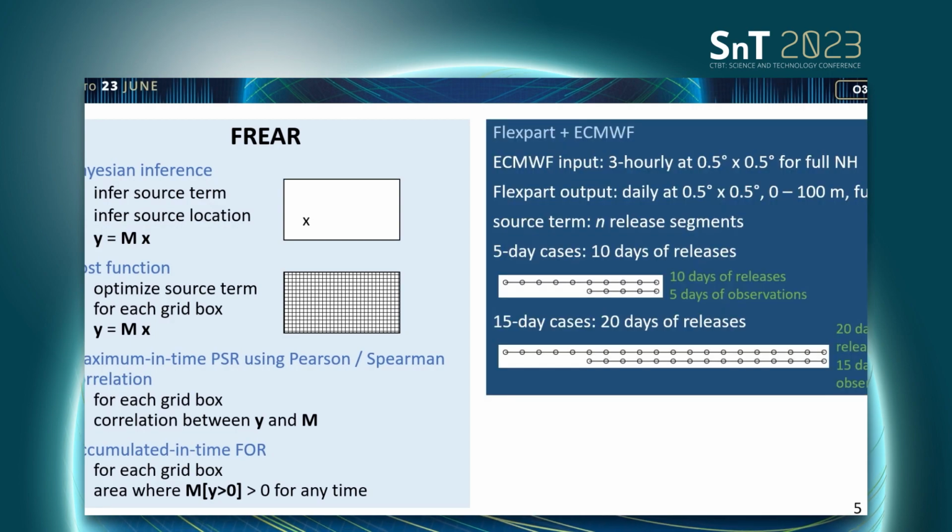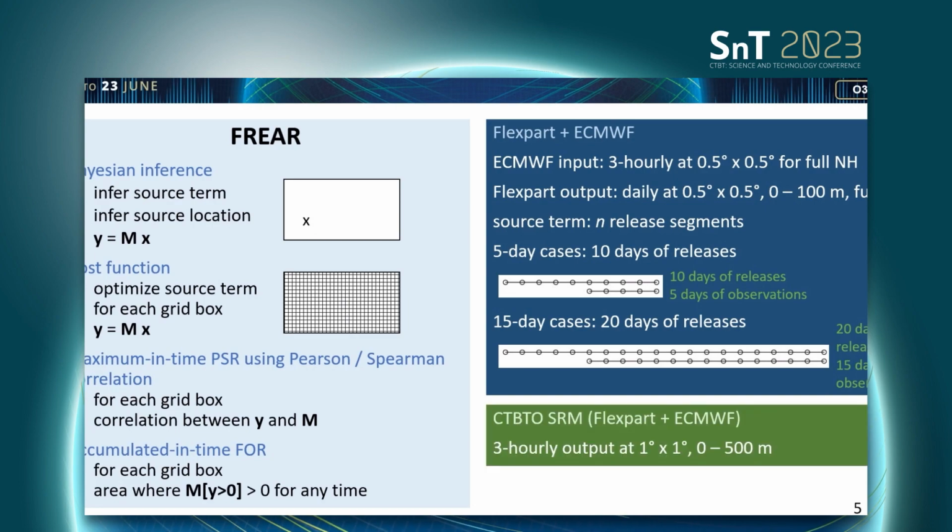And for the first 2 methods, we've used our own ATM simulation, so the ATM experts can get the details on the slide, but I will not discuss them. I'll just mention that we've used daily FlexPart output, which is a bit uncommon, but we think that it is sufficient in general for our application. And for the other 2 methods, we have used the source receptor matrix that was calculated by CTBTO.